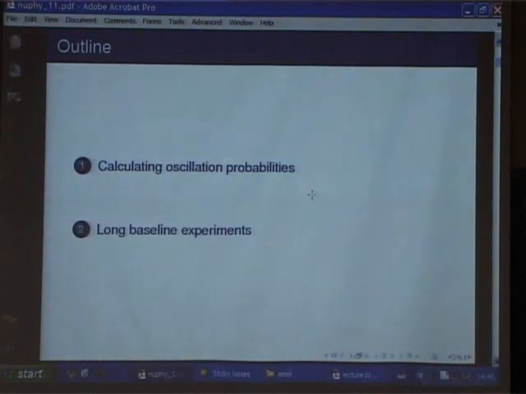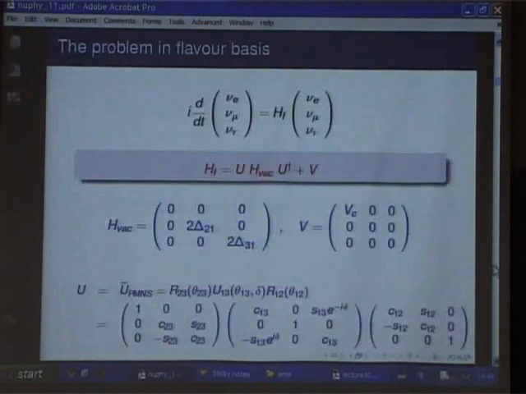I will first teach you this technique, and then we talk about the so-called long baseline experiments, which are in some sense the future of this art of neutrino physics, which measures neutrino parameters, angles, masses. So first the calculation, and then the applications and current status. So let's see what the problem is.